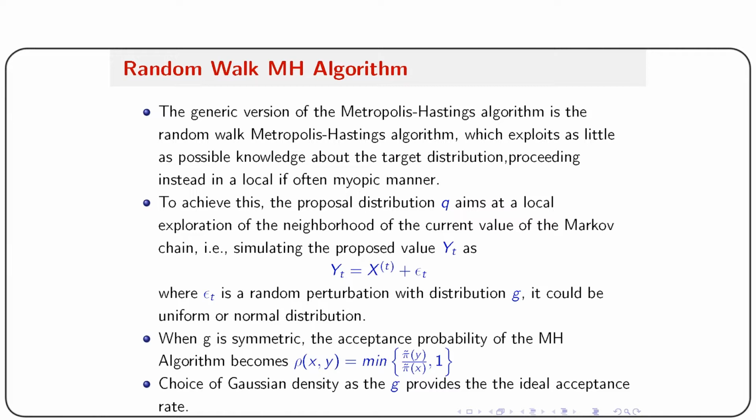proposed value yt as yt equals xt plus epsilon t, where epsilon t is a random noise with distribution, say, g. It could be a uniform or normal distribution. When g is symmetric, the acceptance probability of the MH algorithm becomes rho(x,y) equals minimum of pi(y) by pi(x), comma 1, and the choice of Gaussian density as g provides the ideal acceptance rate.